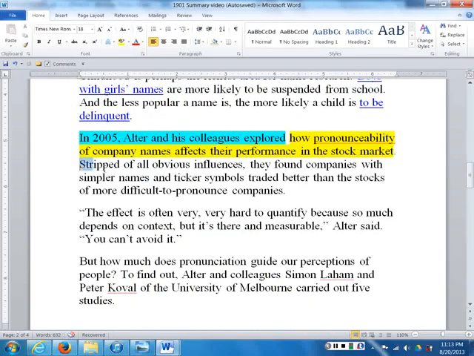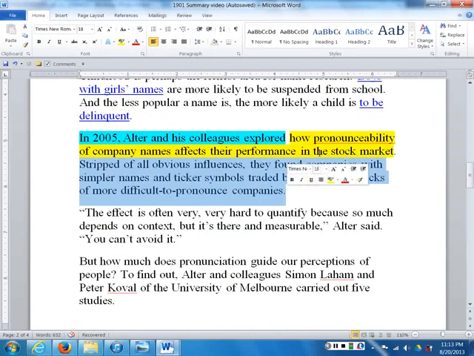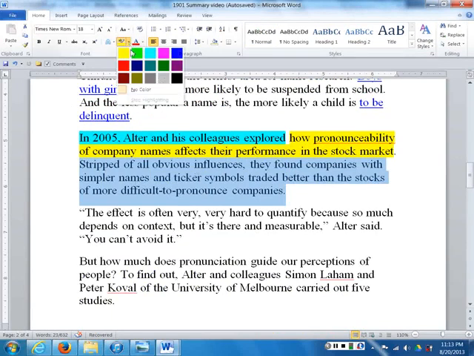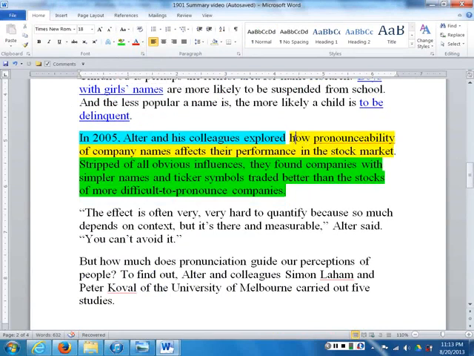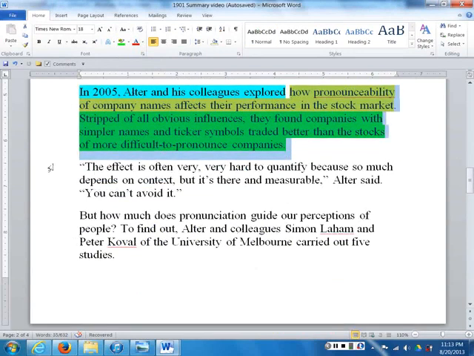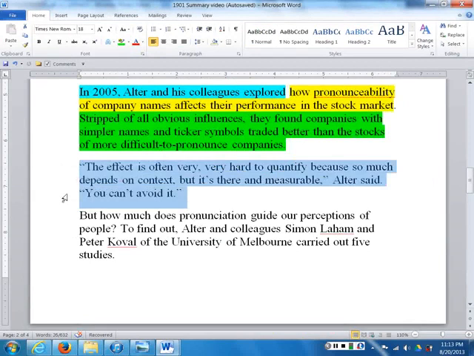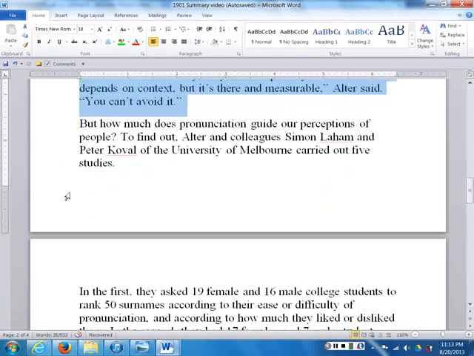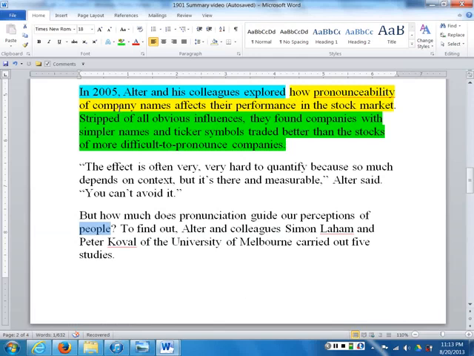But notice the very next sentence gives the details. It gives the information about how pronounceability of company names affects their performance. So this is an informative summary of the same basic idea. Now here we have another quotation from Alan Alter. And then this "but" shows that we're moving to another thought. How much does pronunciation guide our perceptions of people? Not companies, people now. Okay.